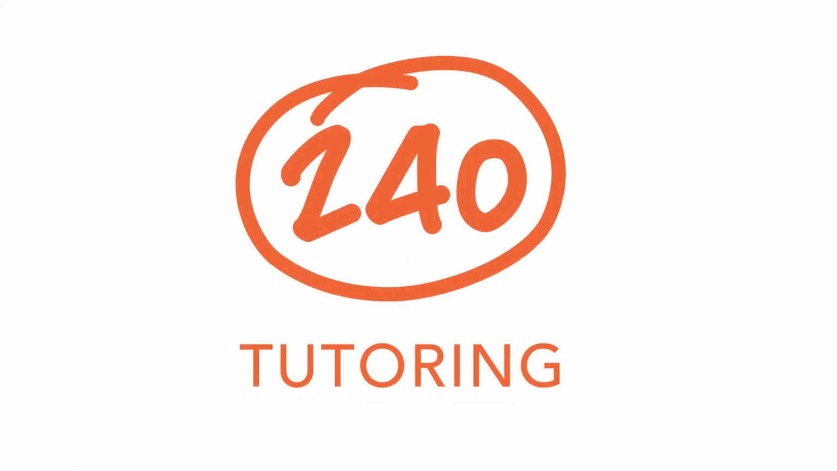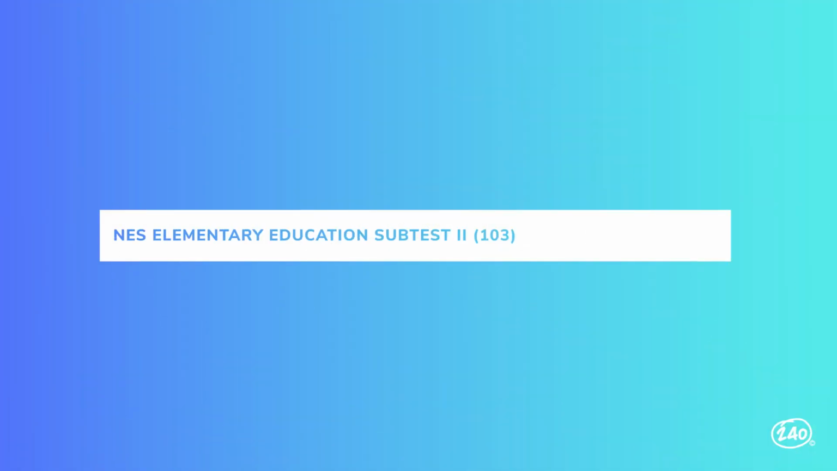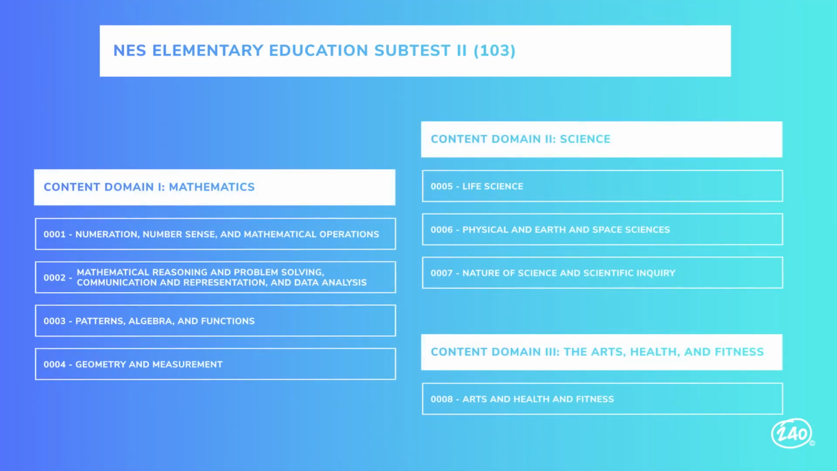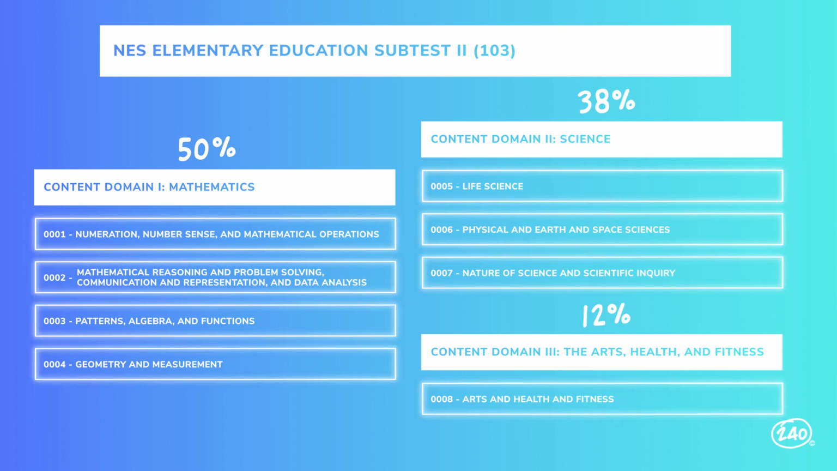So let's get going. Now, like we saw before, the NES Elementary Education Subtest 2 is made up of three content domains: mathematics, science, and the arts, health, and fitness. Math makes up approximately 50% of the exam, while science gets another 38%, and arts, health, and fitness counts for around 12%. Each one has competencies nestled under it. These competencies provide information about what will be tested on from each domain. We're going to go over a key concept from each competency. Now, these are going to be essential to what you need to know in your exam.